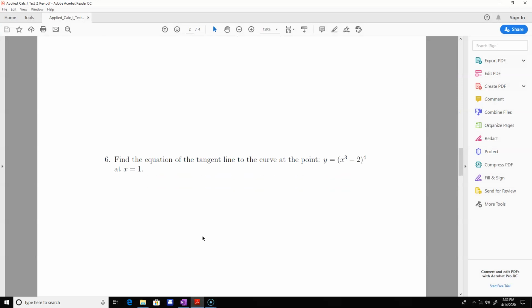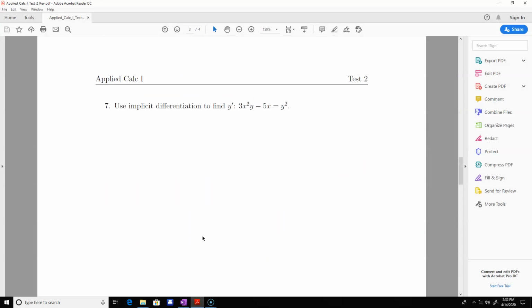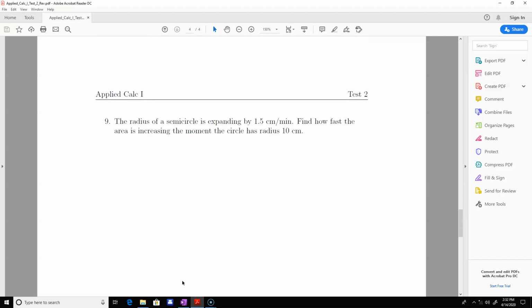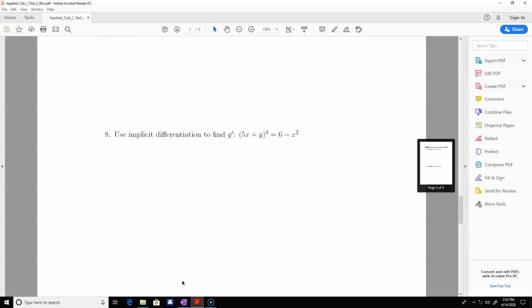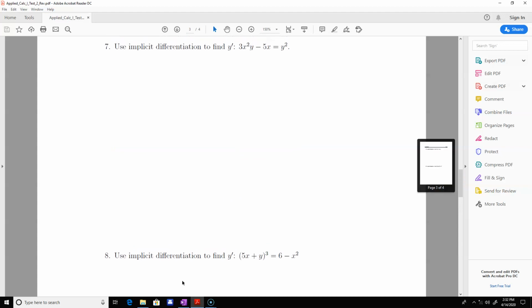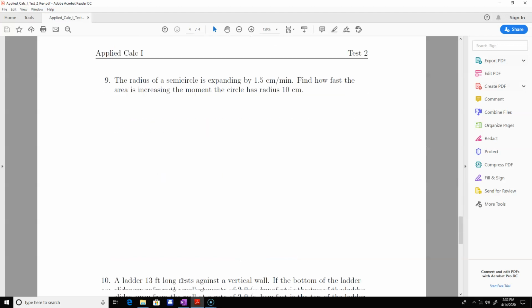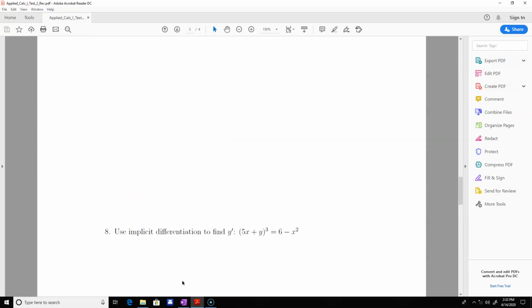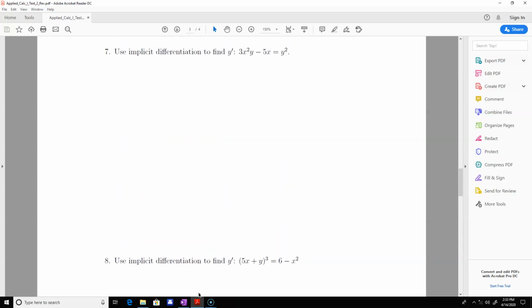So I believe there are 2 more. So two implicit differentiation problems are the last 2. So let's go ahead and, we do have 10 problems. So sorry, I thought there was only 8 for some reason. No, there are 10. So 2 implicit problems, and then I believe number 9 is related rates, and number 10 is also related rates. So 2 implicit and 2 related rates.